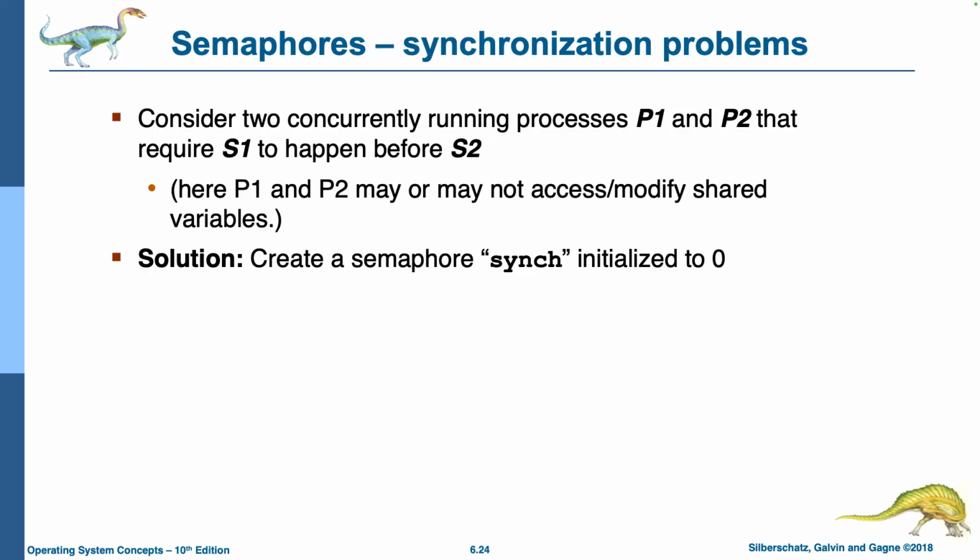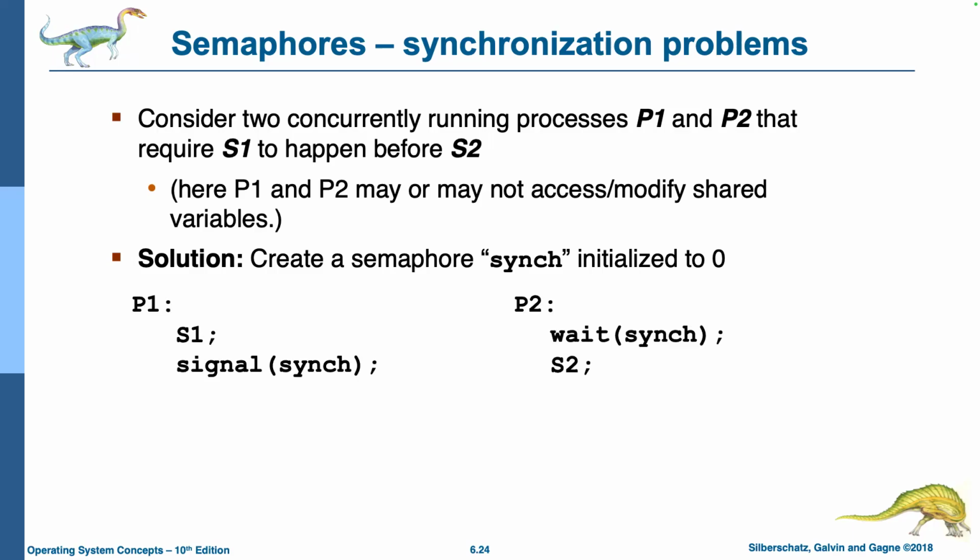How many semaphores do you want to use? Okay, good. I know the first time you learn this it's a little confusing, right? We need one semaphore, and we initialize it to 0. Let me give you an example. We want S1 to happen before S2, right? This is P1. Remember, P1 and P2 are running at the same time.